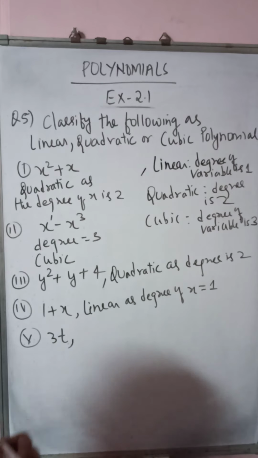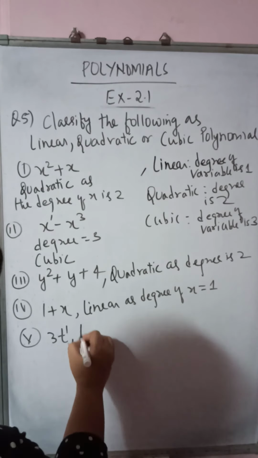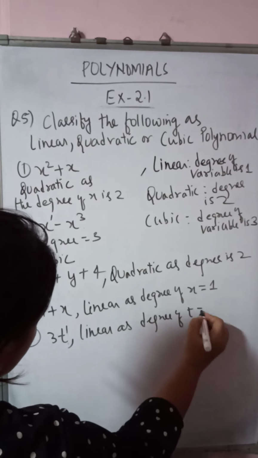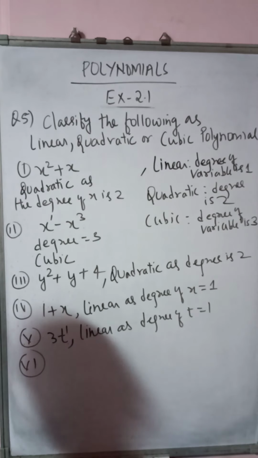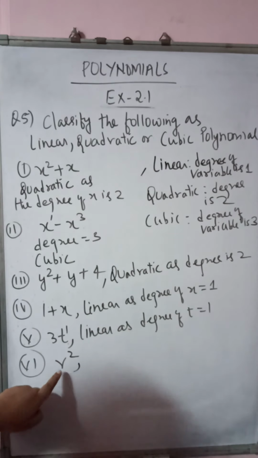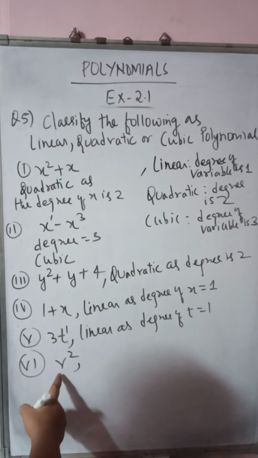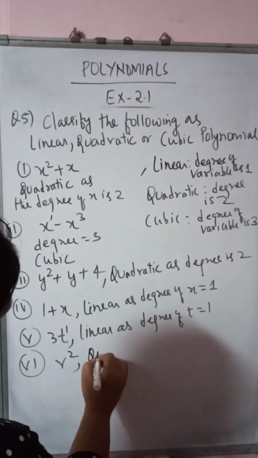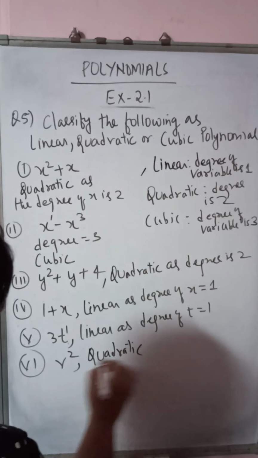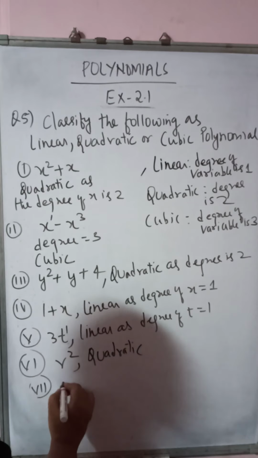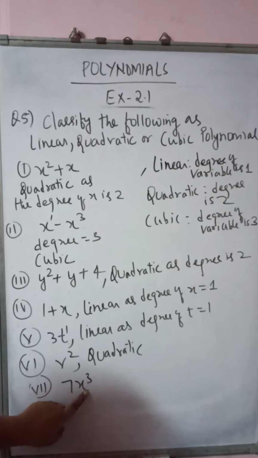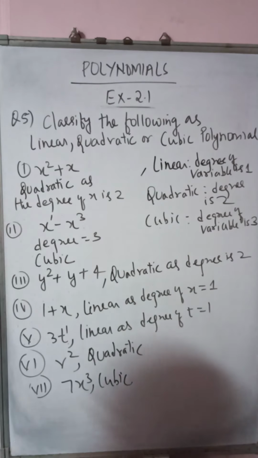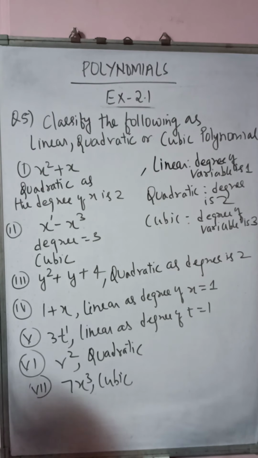3t. Again, what is the power of variable t? 1. It means it is linear as the degree of t is 1. r square. Again, what is the power of r? 2. So when the power of r is 2, the degree is 2, which means it is quadratic. And the last one, 7x cube. So what is the degree? 3. When the degree is 3, it is cubic. So this exercise is done.